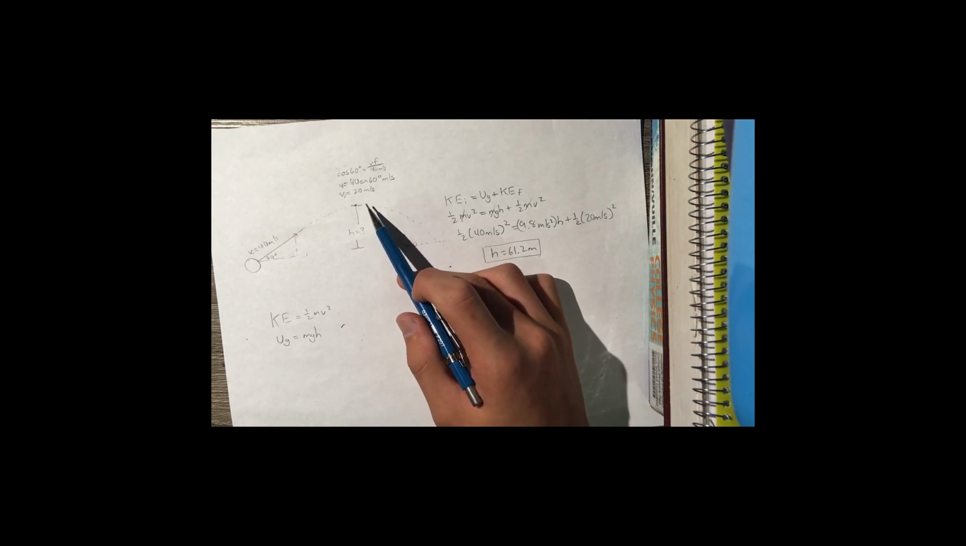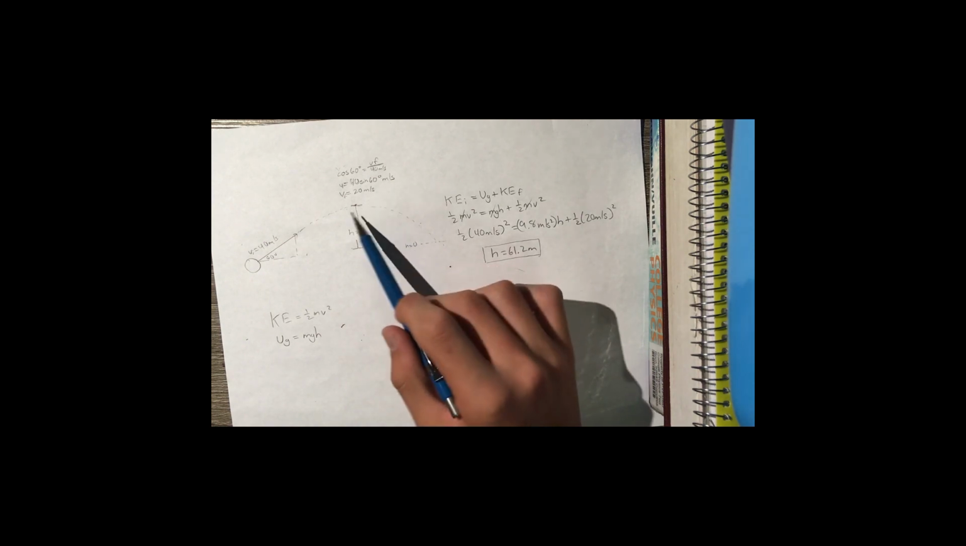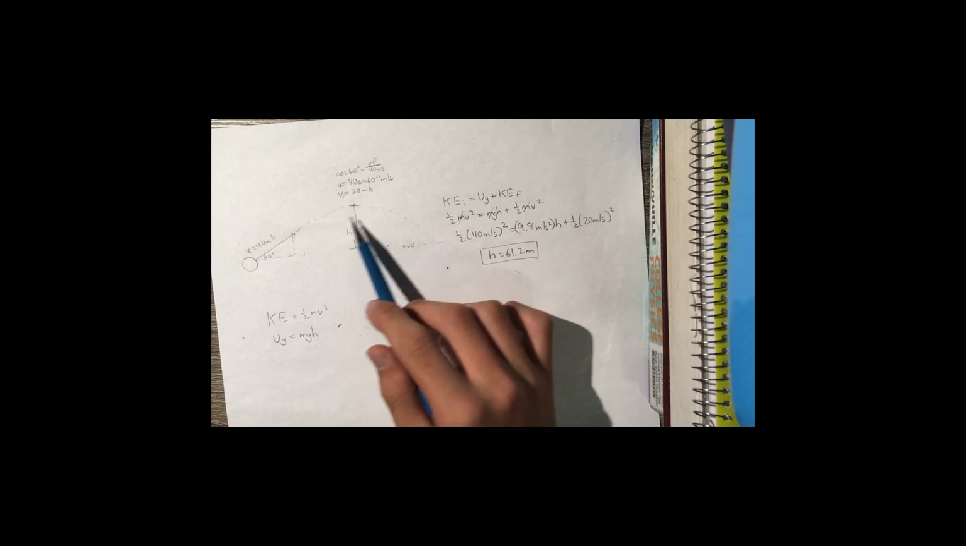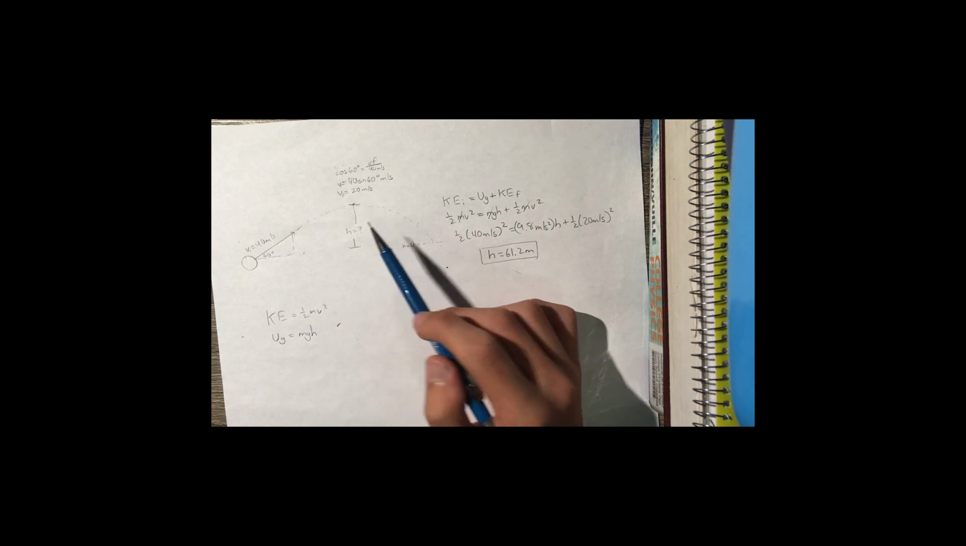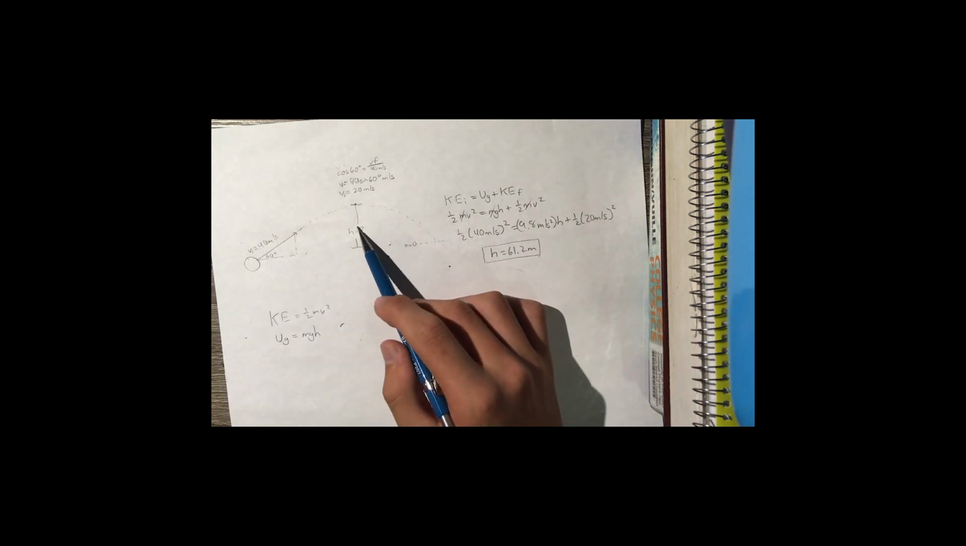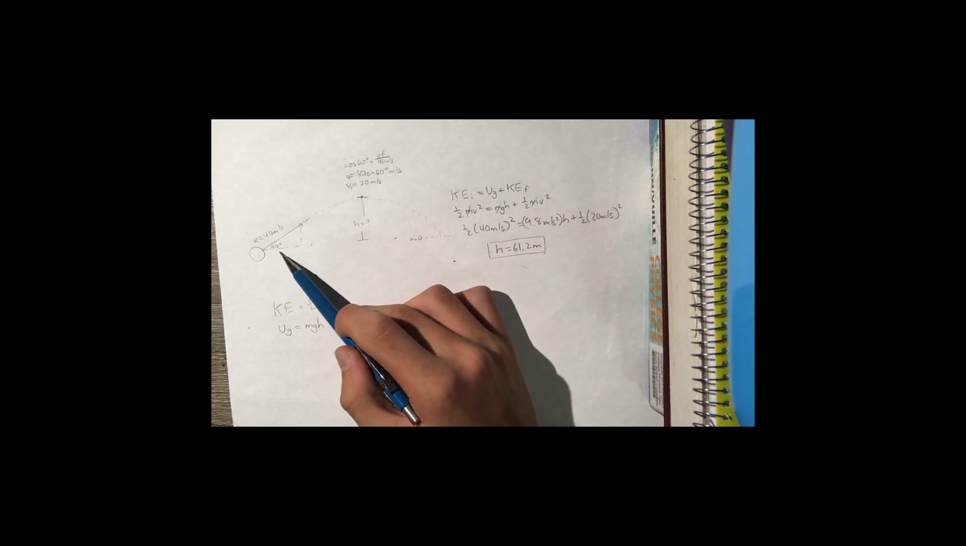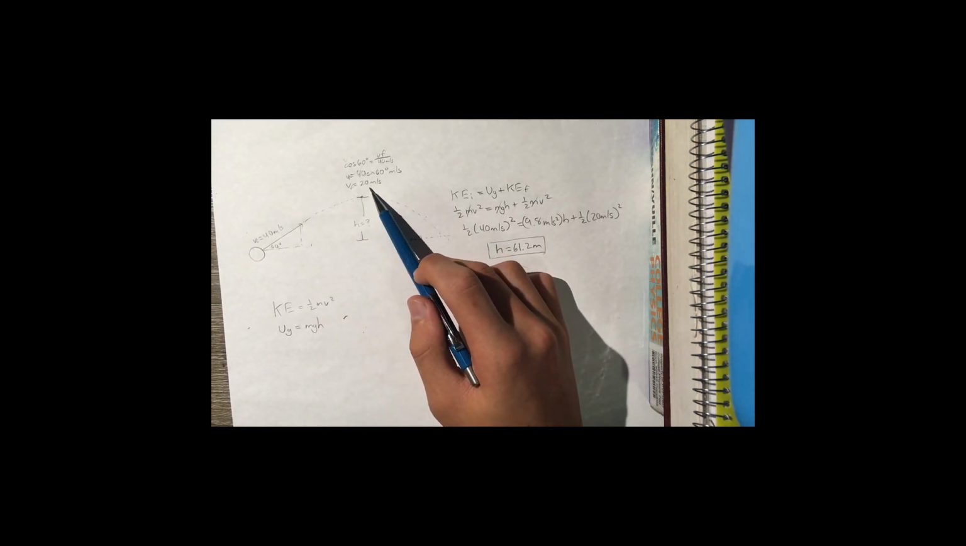And we can solve for it because at this point it only has horizontal velocity, and when an object is thrown horizontally it doesn't accelerate. And so the final velocity turns out to be 20 meters per second.